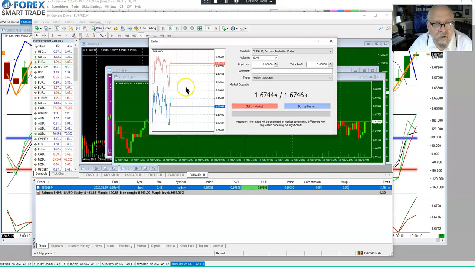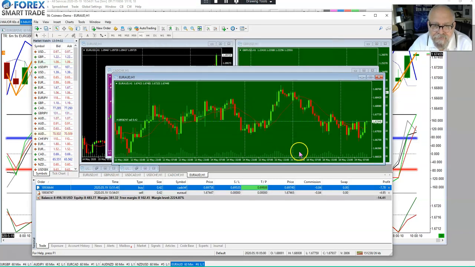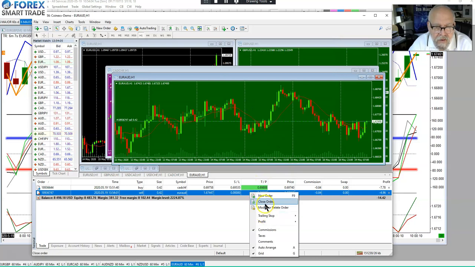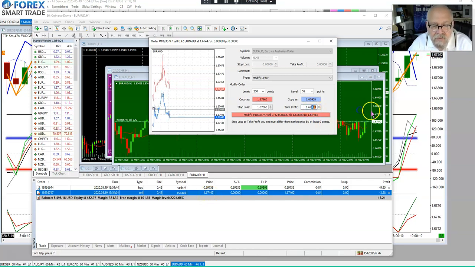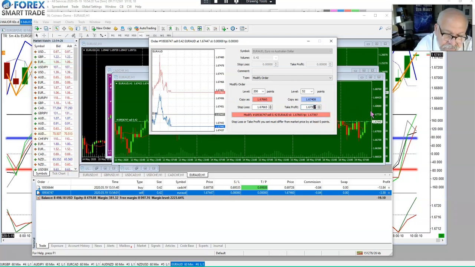Second row, new order. I'm going to do my order in 2 steps. It remembers what I did last time. So 0.42. Euro AUD, volume's okay. Sell by market. Modify or delete order. Again, it remembers my parameters 5 and 2, and then I just want to make sure I'm getting my full 5. So here I am at 0.6744. If I'm taking 5 away from 4.4, I'm going to go to 3.9, so 3.997.